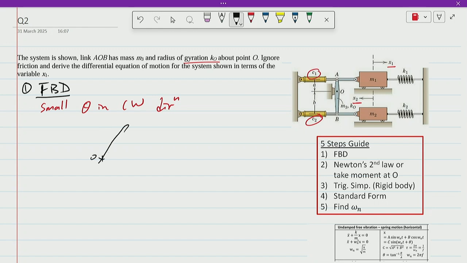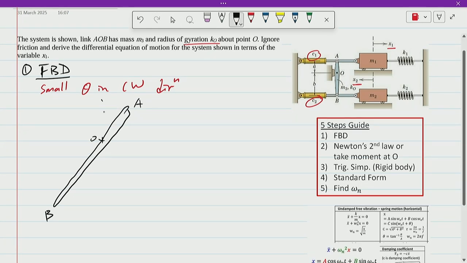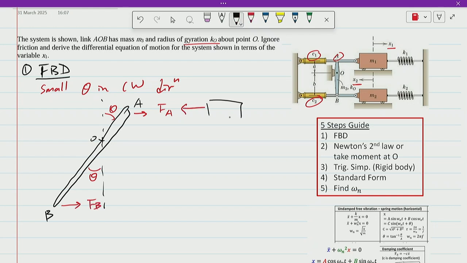We have O here, we have A, we have B. Now, I did say small, but we're going to exaggerate it for the FBD. In reality, you'd be looking at maybe 1 or 2 degrees. Now, each of the pins is connected to a rod, so we're just going to give a dummy force, FA and FB. The rod is connected to 2 masses, M1 and M2.